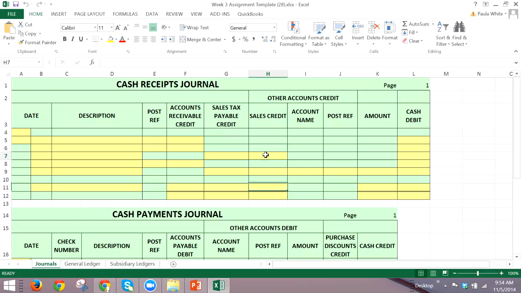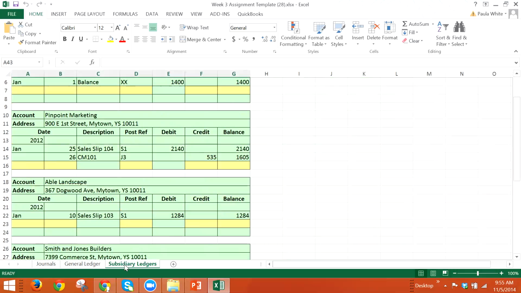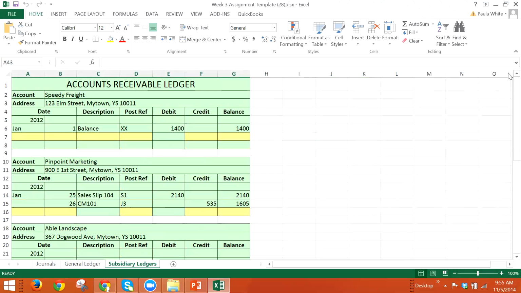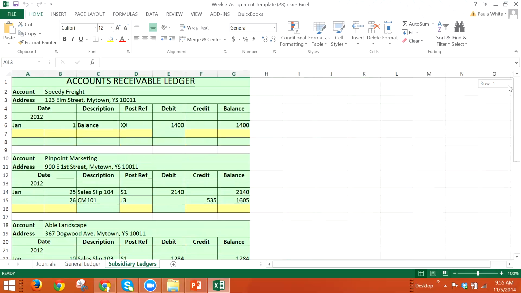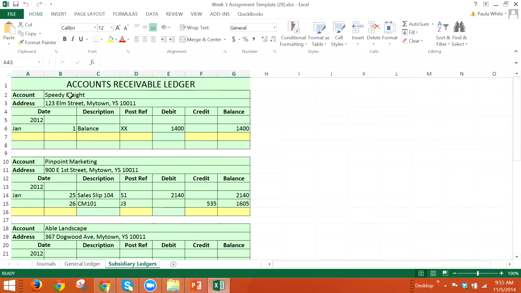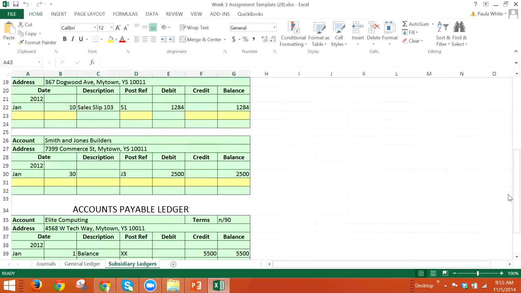And if you have any entries in the other accounts area, and you do have one here, that would be a journal entry that you post to the ledger also based on this particular account. So go back to the ledger. No, next is the subsidiary ledger. Excuse me. So in the subsidiary ledger, here's the accounts receivable ledger for Speedy Freight, for Pinpoint Marketing, for Able Landscape, and for Smith & Jones Builders.